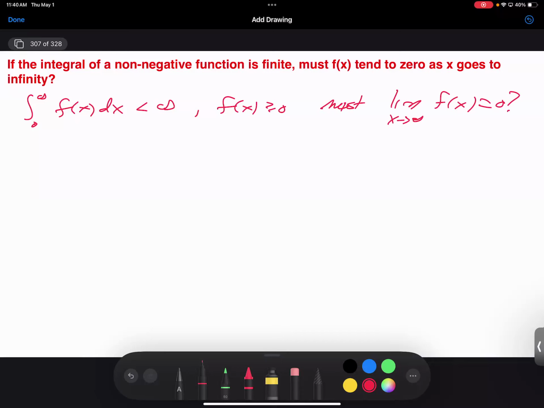Yeah, we can break the function into intervals, like the interval from n to n plus 1, and then this will form a series as well.